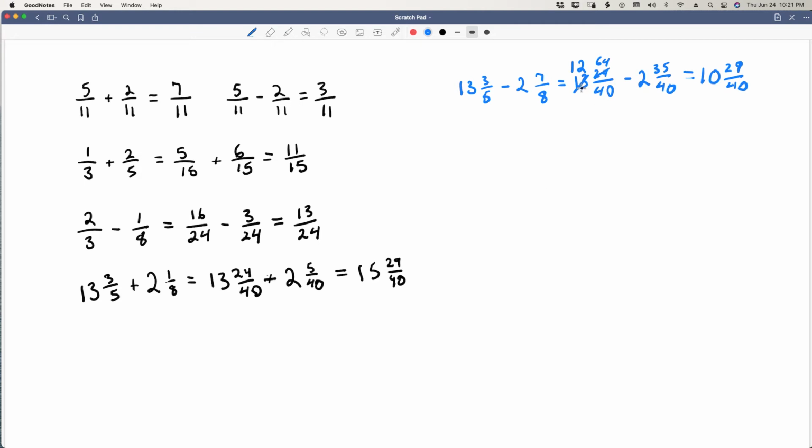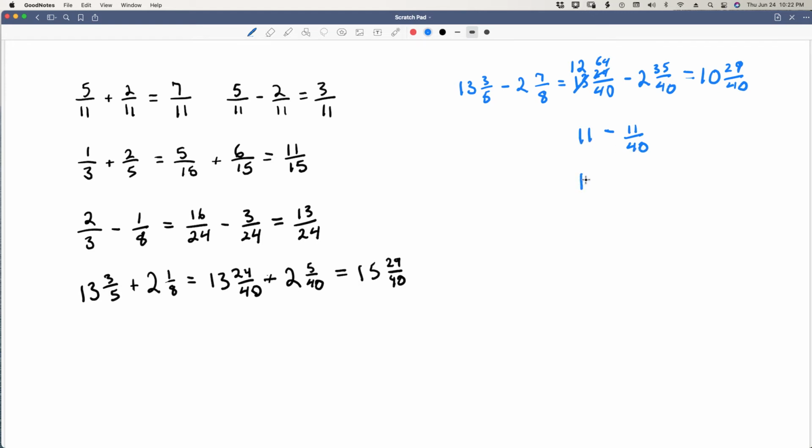And that would be whole numbers and fractions by themselves. So you would actually end up saying 13 minus 2 would be 11. And then 24 minus 35 would be minus 11 over 40. Okay? So if you have 11 minus 11 40ths, you're going to do the same thing.